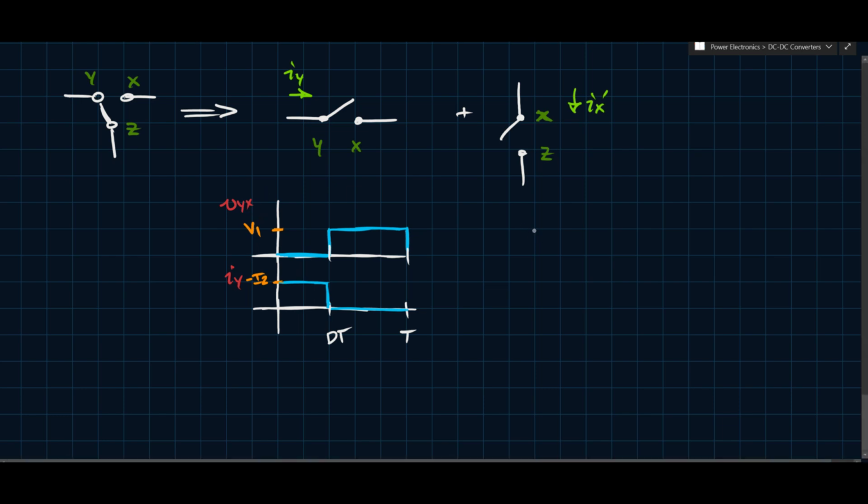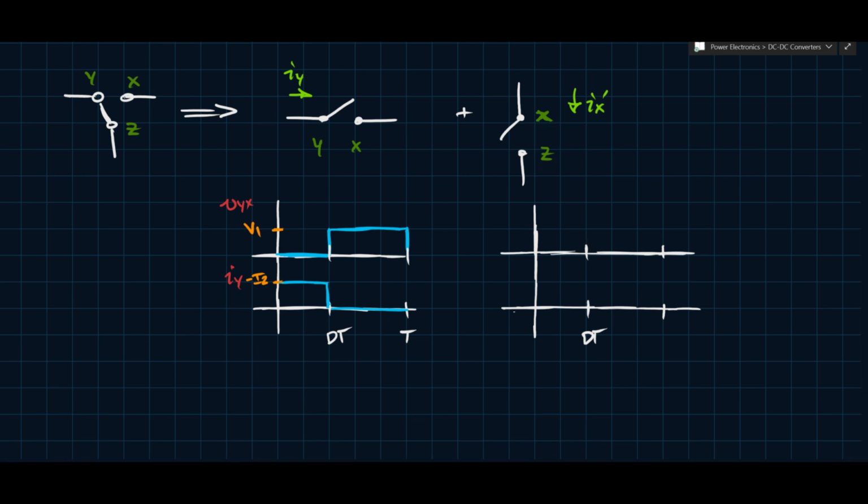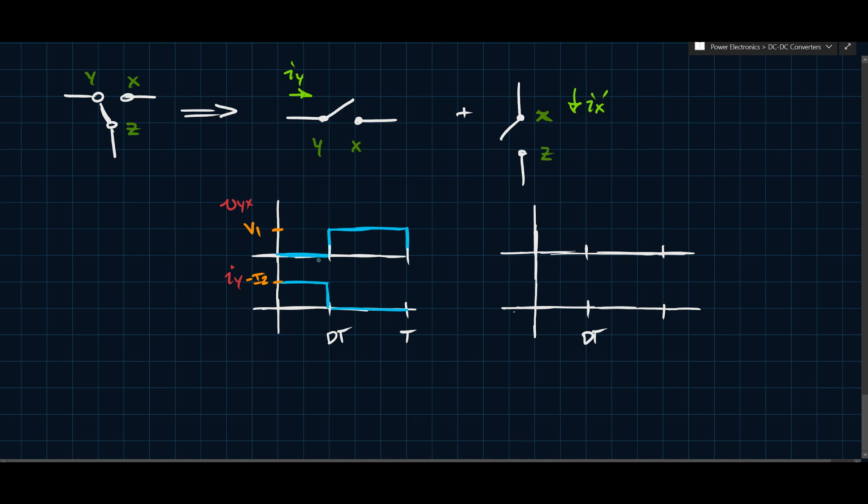Now on the other hand, this XZ switch will do something like this. Again, this is dt, and remember we define d as the fraction of the period for which the series switch conducts. If that switch is conducting from 0 to dt, then this switch has to be off. And an off switch, remember, has a voltage across it. And an on switch, so this is on between dt and T, will do something like that.